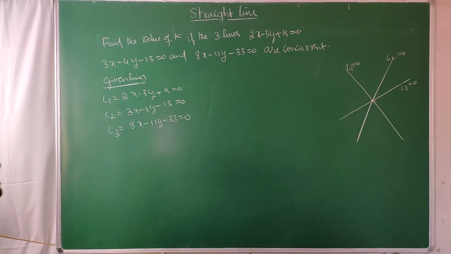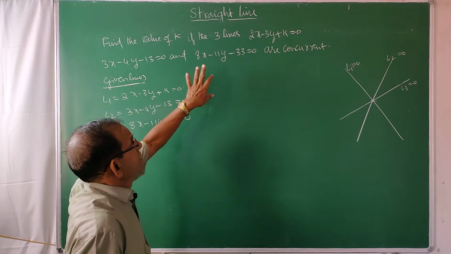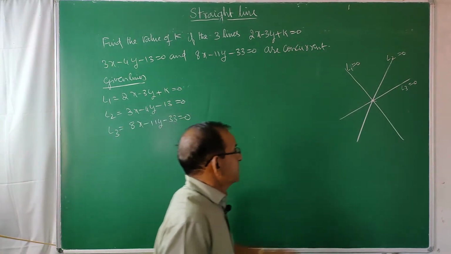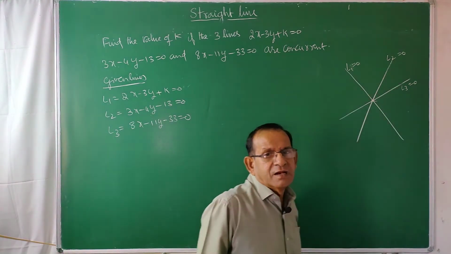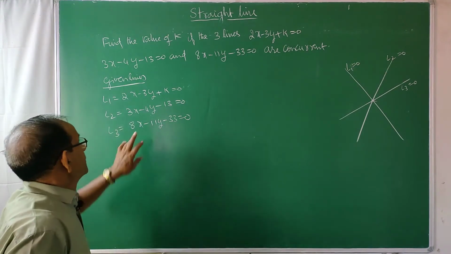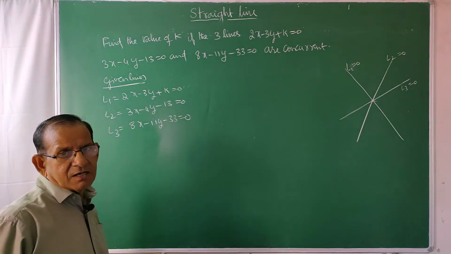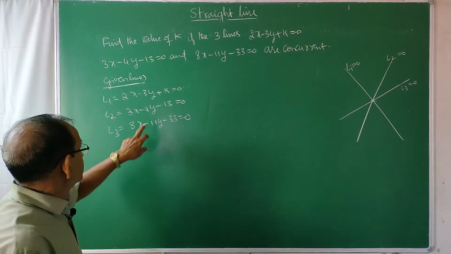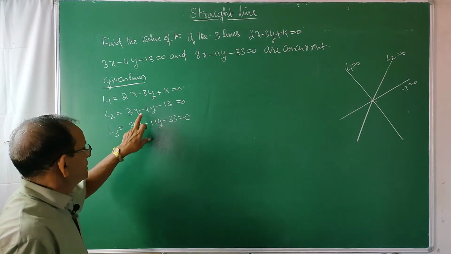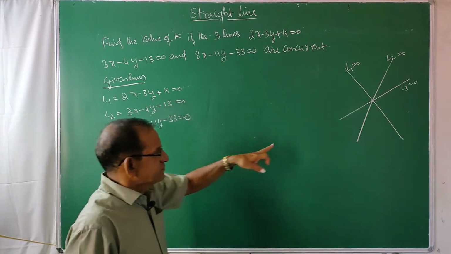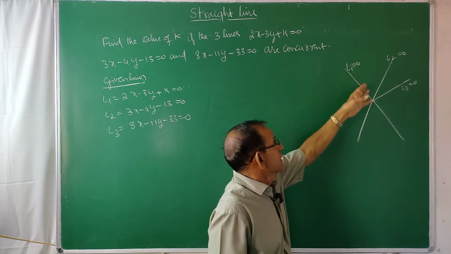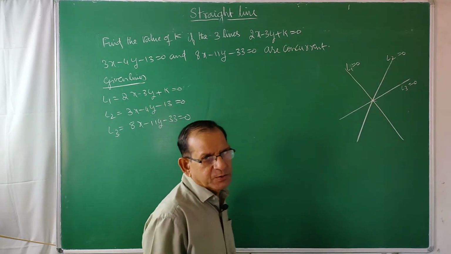Now see this question, 3 lines are given and it's given that those 3 lines are concurrent. Concurrent means intersecting at the same point. Then what is the value of the unknown k in the first line? Now you take the 3 lines as L1, L2 and L3. Now in the last 2 equations there is no unknown. So solve these two equations, you will get the point of intersection of those two lines. And the third line, that is L1 is equal to 0, is also passing through that point.